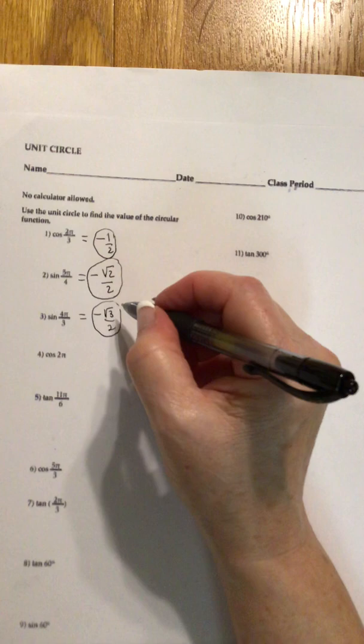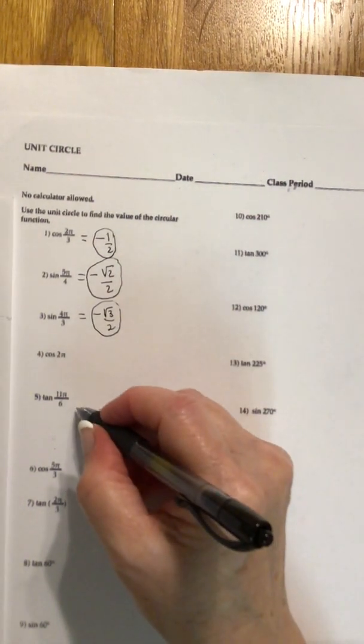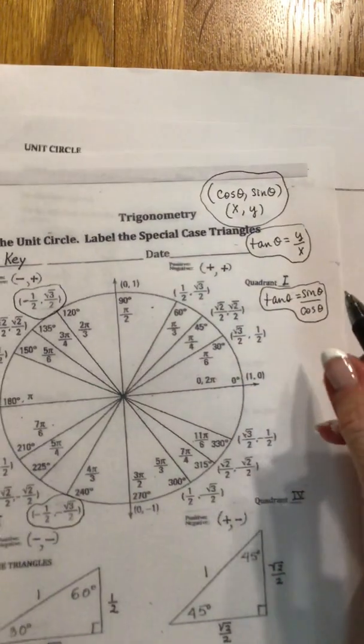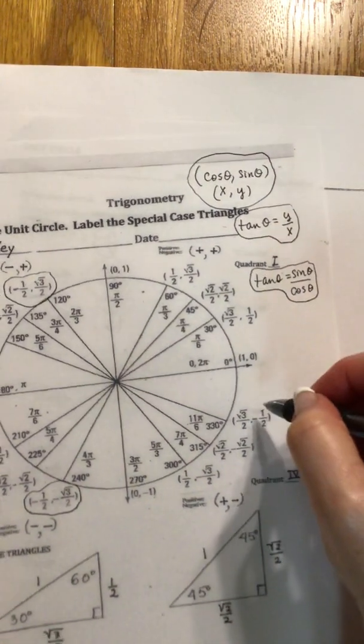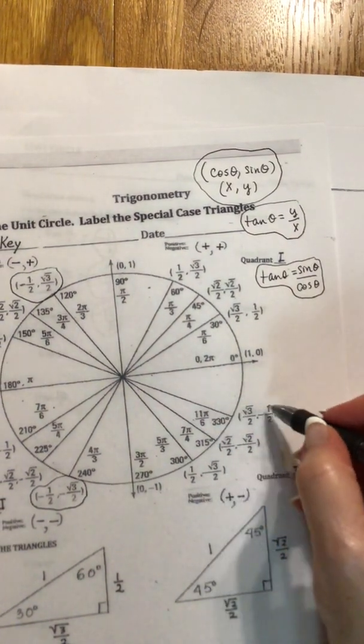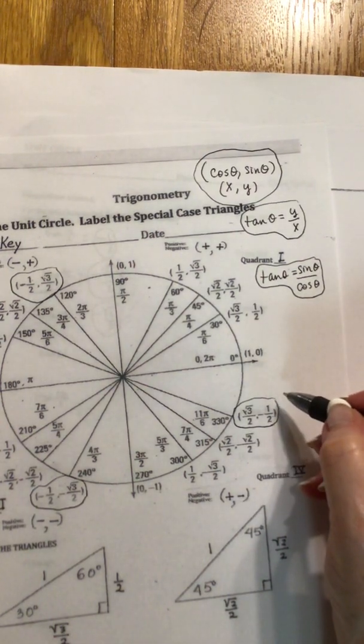Okay, so we've done sine and cosine. Let's see about a tangent. So let's move down a little ways. Let's say tangent of 11 pi over 6. Tangent 11 pi over 6, we still have to go to 11 pi over 6. So here's 11 pi over 6. Here's my ordered pair for 11 pi over 6.